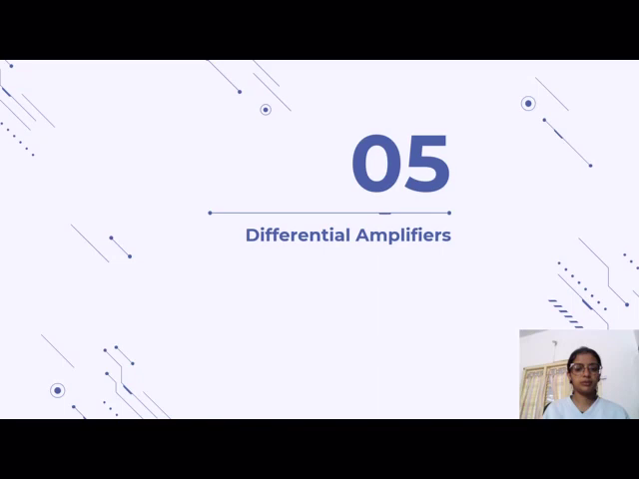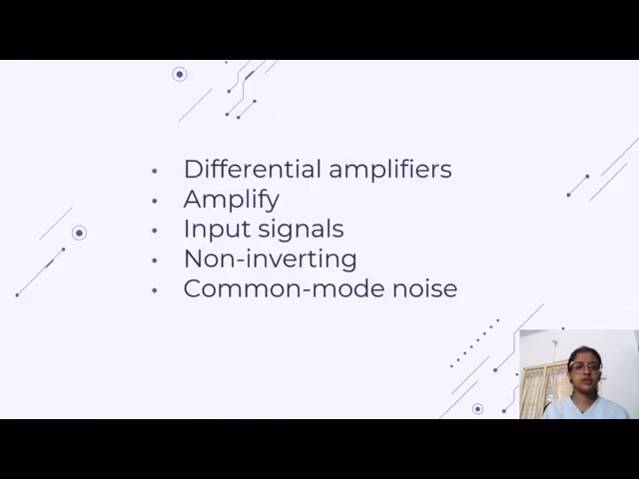Differential amplifiers. A differential amplifier is a type of amplifier that amplifies the difference between two input signals. They are commonly used in electronic circuits to amplify small signals such as those from sensors or microphones. The differential amplifier consists of two inputs and one output.